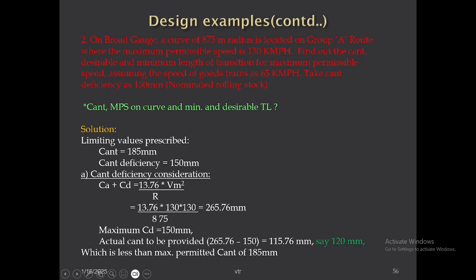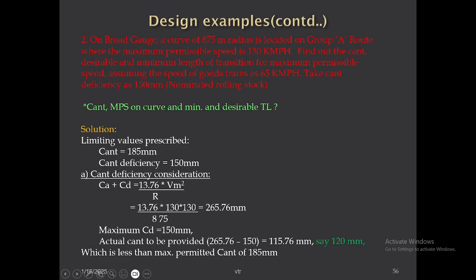That means considering the cant deficiency this much is the equilibrium cant. But this much we don't provide, because we are availing a maximum cant deficiency of 150 as given in the problem. So how much actual cant can you provide? The total required equilibrium cant minus the maximum permitted CD of 150 will be your actual cant. However, 120 mm we are providing. Whenever we provide superelevation, it should be rounded off to the nearest higher multiple of 5, so 120 mm we are keeping.